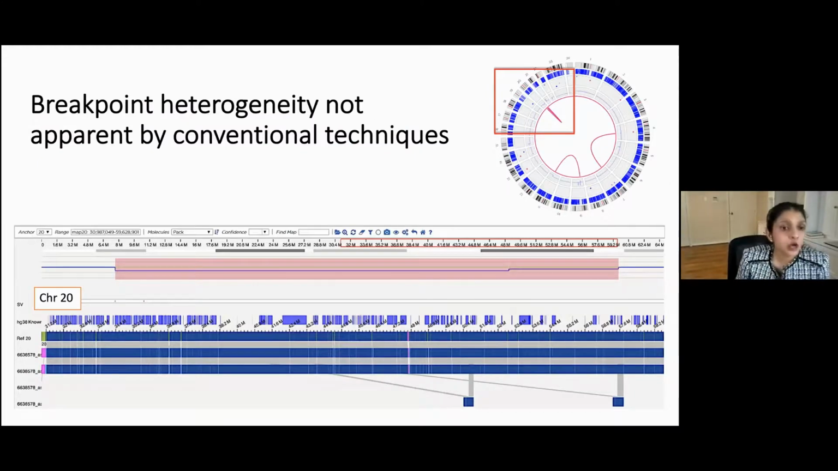Now, OGM was also able to show the breakpoint heterogeneity in genomic aberrations that is not apparent by conventional techniques. As we can see here, there are 2 different sizes for the chromosome 20 deletions, and we can also appreciate the 2 different fusion products here that translate to the deletions of different sizes. Now, this is important for us to pick up because the clonal heterogeneity is often responsible for the resistance and relapses in hematologic malignancies.